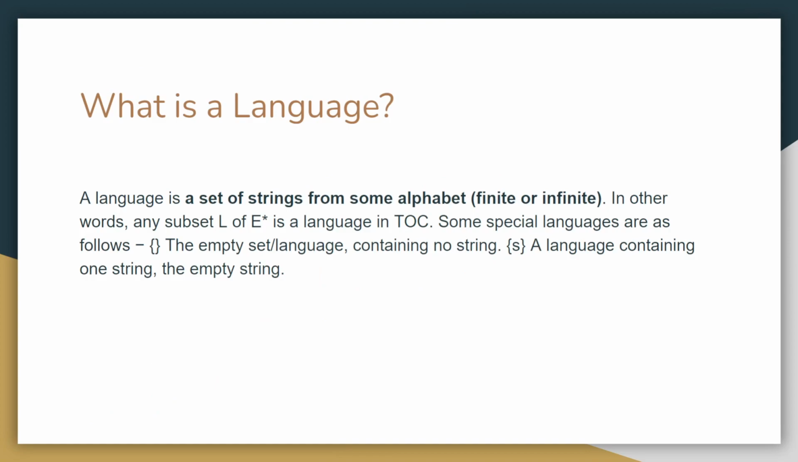A language is a set of strings from some alphabet, finite or infinite. In other words, any subset L of Sigma star is a language in theory of computations. Some special languages are as follows: the empty set, a language containing no strings, or epsilon, a language containing one string, the empty string.